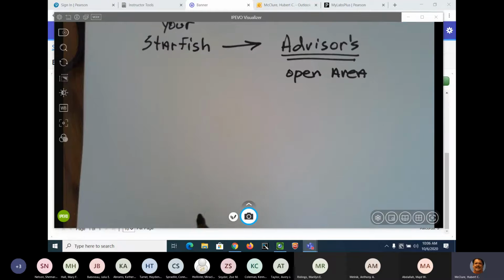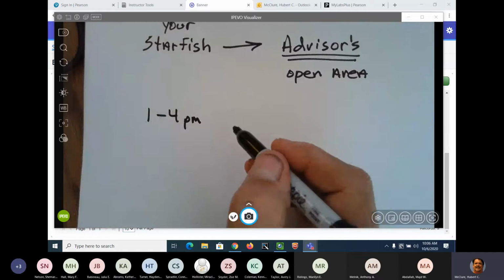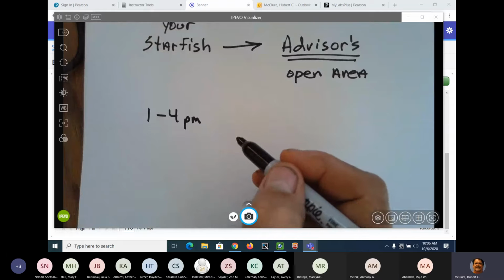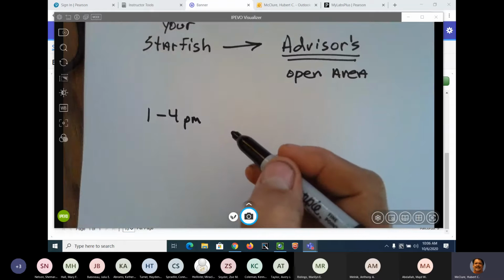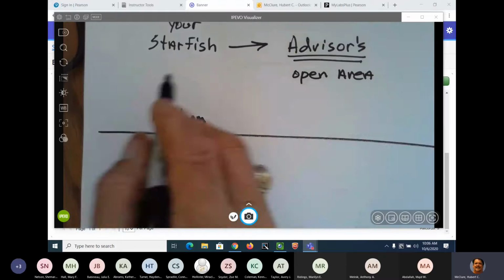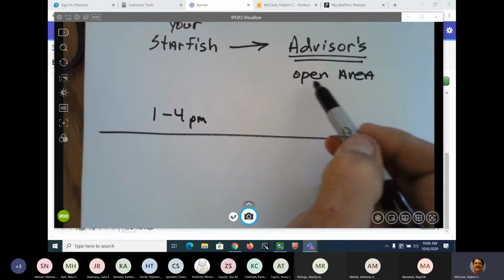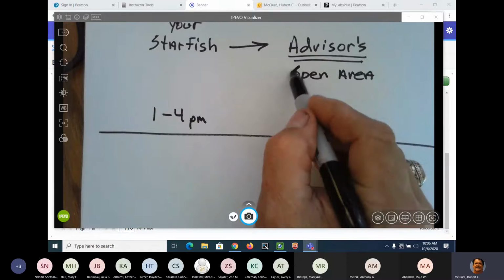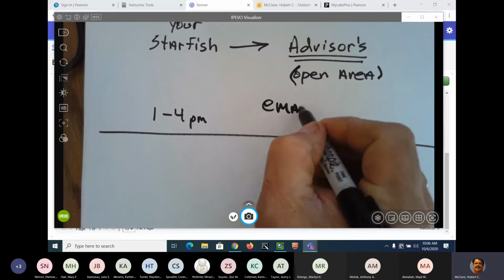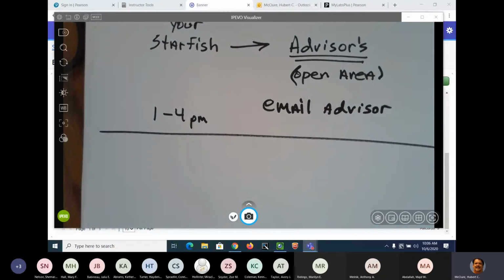Okay. Mine is 1 through 4 p.m. Monday through Friday, except for a couple of days I got meetings. And my students, I've already had like 7 or 8 students already signed up. All right, so if you go to Starfish and you can't find your advisor's slots, then you need to email your advisor. If you don't know your advisor, I think you can go to DegreeWorks.